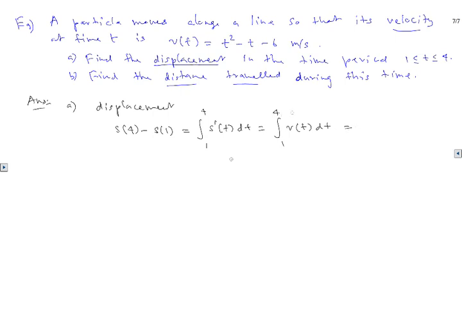So it is the integral from 1 to 4 of t squared minus t minus 6. You can see that this is a very easy integral. So you're going to get t cubed over 3 minus t squared over 2 minus 6t. So you're going to plug in 4 and 1. If you plug in 4 and 1 and simplify, you should end up getting 9/2.